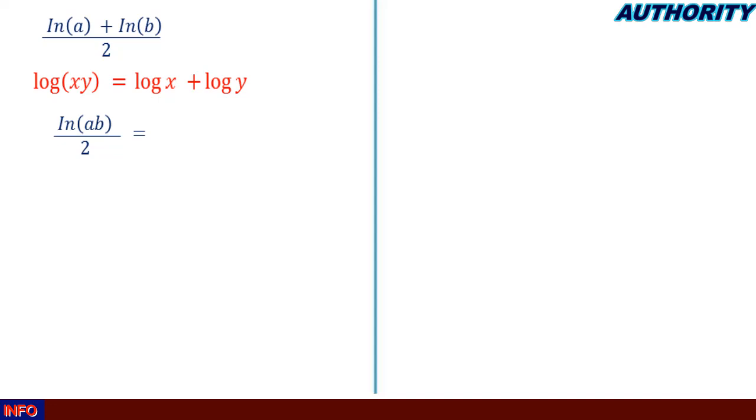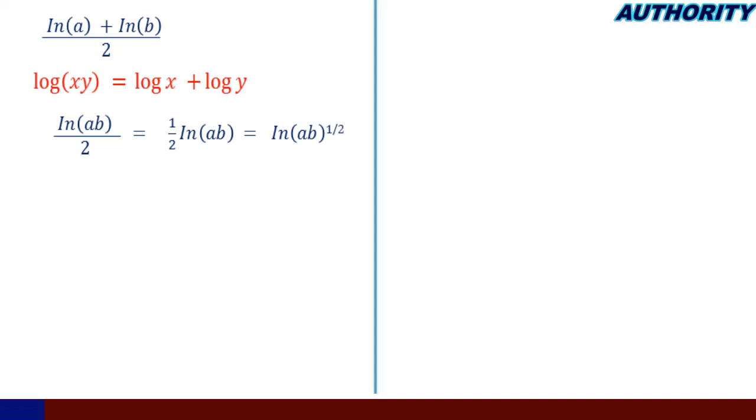Now, if this is true, we can factor out 1 all over 2. That means we have 1 all over 2 ln AB. Is that true? Yeah, you remember in the law of logarithm again, we can take this 1 all over 2 that is behind the log, which is ln, to the exponent. So when we take it to the exponent, we have ln AB raised to the power of 1 all over 2. Is that true?